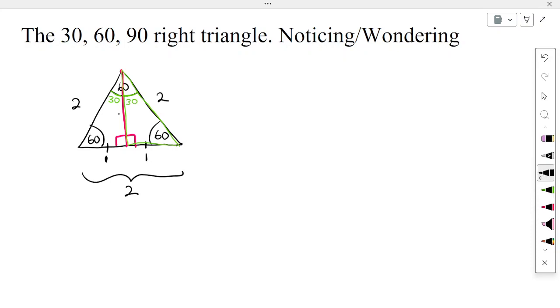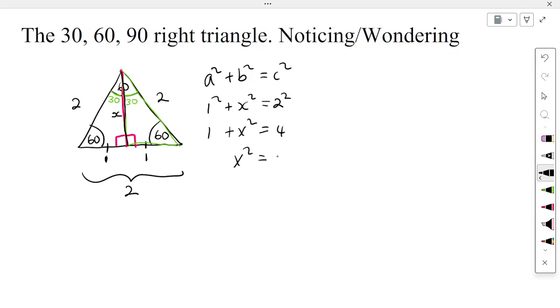I would like you to try to calculate the length of the altitude for me using the Pythagorean theorem. So that's a squared plus b squared equals c squared. A and b are interchangeable. C must be the hypotenuse, though. So let's put that in first. A is 1 and b is x. 1 squared is 1. 2 squared is 4, minus 1 on both sides. Take the square root on both sides, and that gives me the square root of 3.